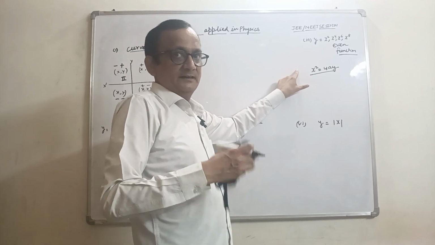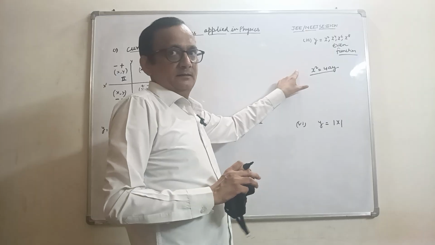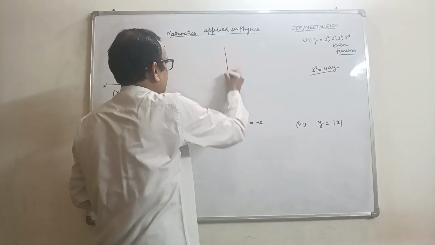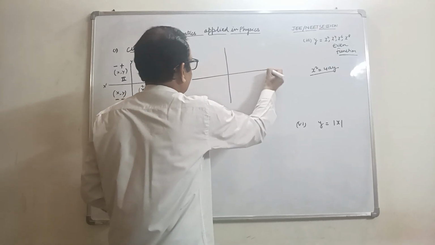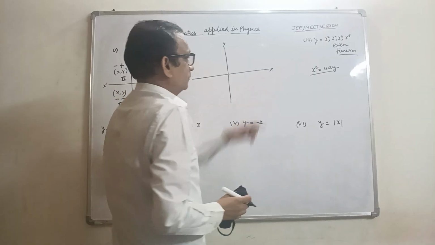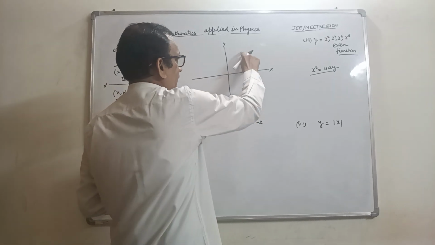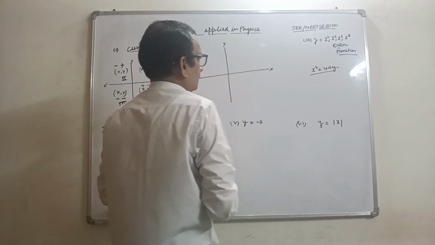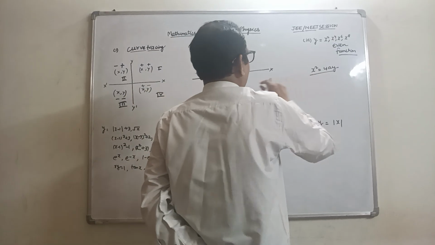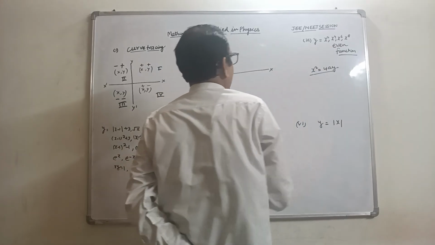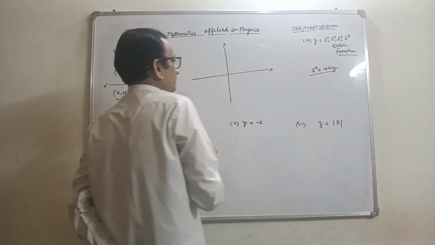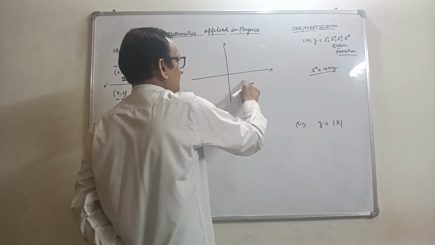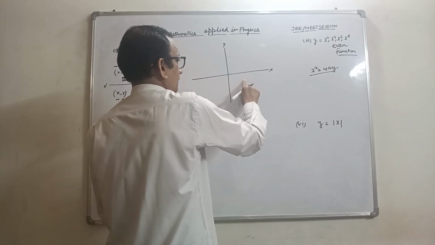So imagine in what coordinates the curve can be drawn. Here are the x-axis and y-axis. For positive and negative values of y, the curve is given as y is equal to x square. This means this curve is symmetrical about the y-axis.